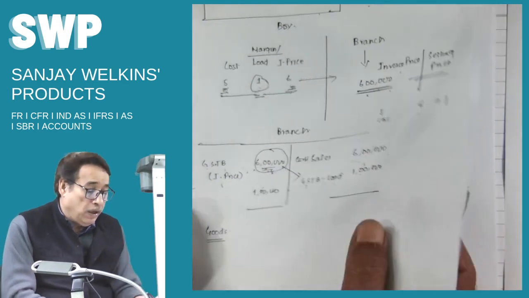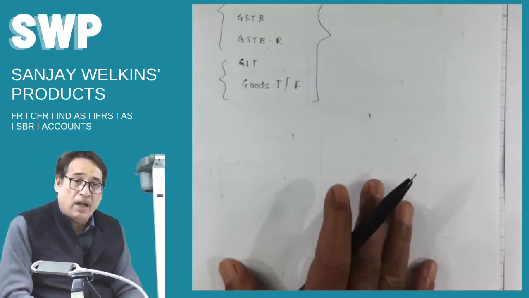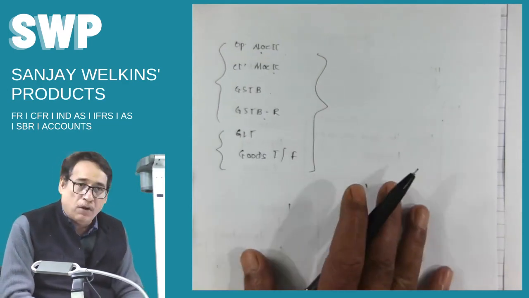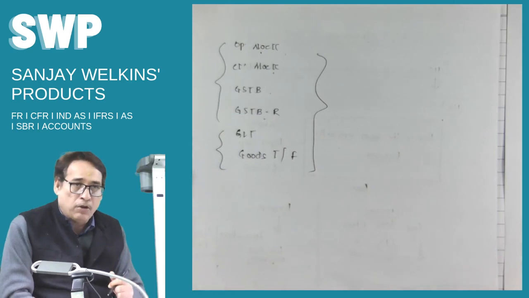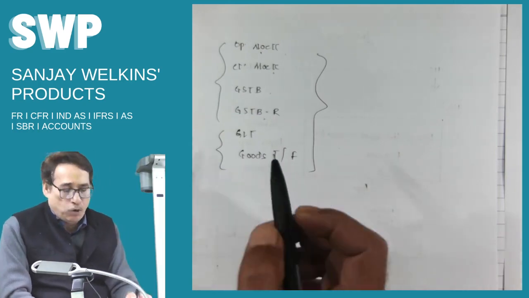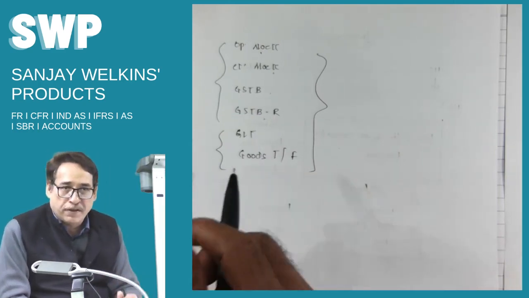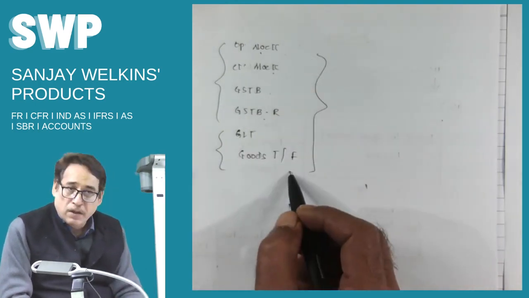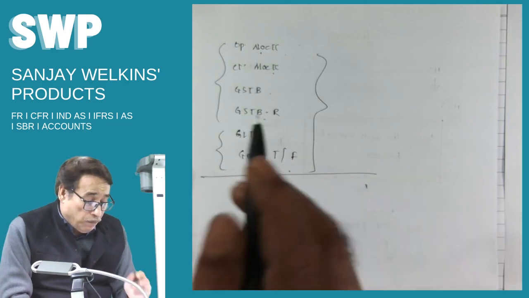So all those items which are at loaded figures need to be pulled back to their original cost. In order to pull them back to their original cost, we have to write the loading amount on the opposite side. So loading is possible only on goods. Is it clear to you or not?